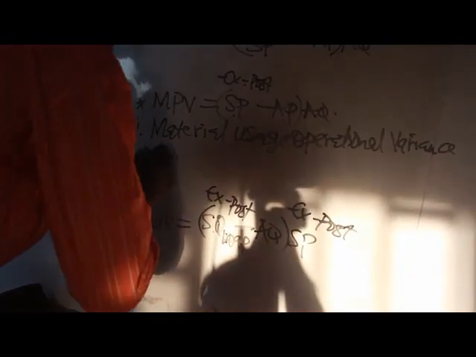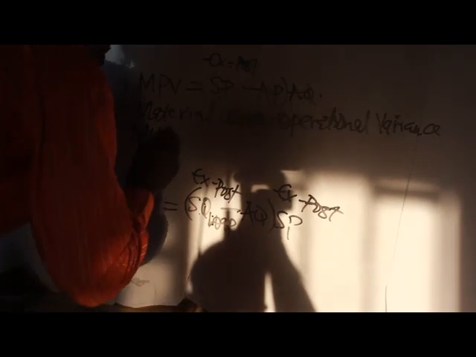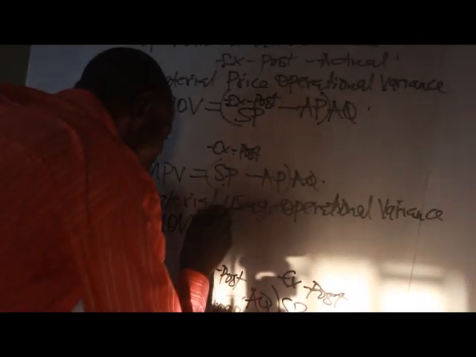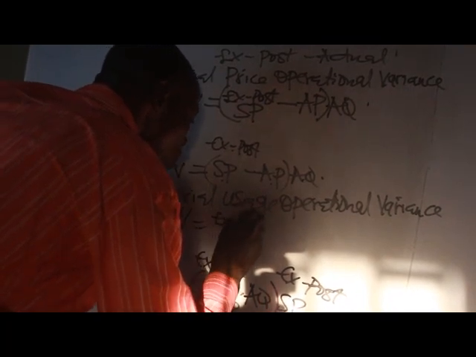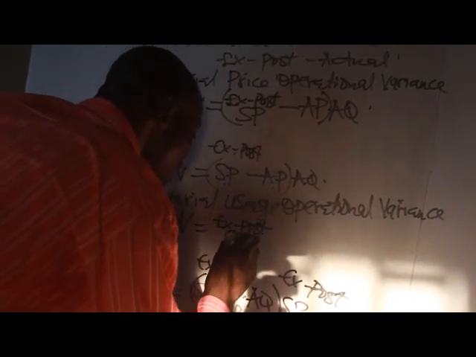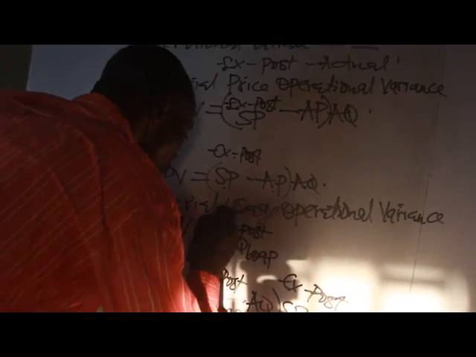So material usage operational variance will now be ex post standard quantity based on actual production minus actual quantity, multiplied by ex post standard price. That is material usage operational variance.